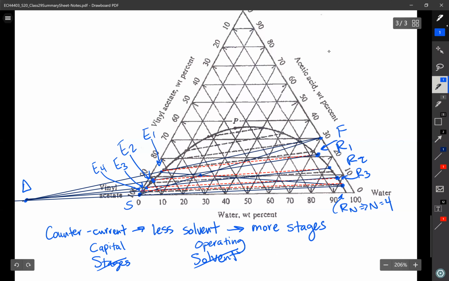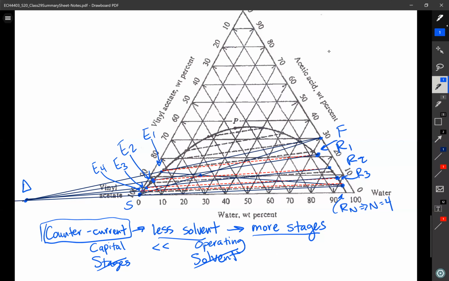And in many processes we've seen so far, operating costs are often much greater than the capital startup costs. So when you're designing these systems, you want to prioritize using less solvent, with a big initial investment. So more stages, less solvent is typically good. And this is why in industry, I think you'll see most frequently, countercurrent is a little bit better than cross current for many applications.